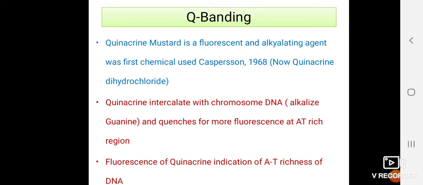If we start with the banding, Q banding is done by using quinacrine mustard, which is a fluorescent alkylating agent, first used by Caspersson in 1968 during his studies, with quinacrine dihydrochloride. When quinacrine intercalates into the DNA molecule, it gives more fluorescence at AT-rich regions. The fluorescence of quinacrine indicates the AT richness of DNA.